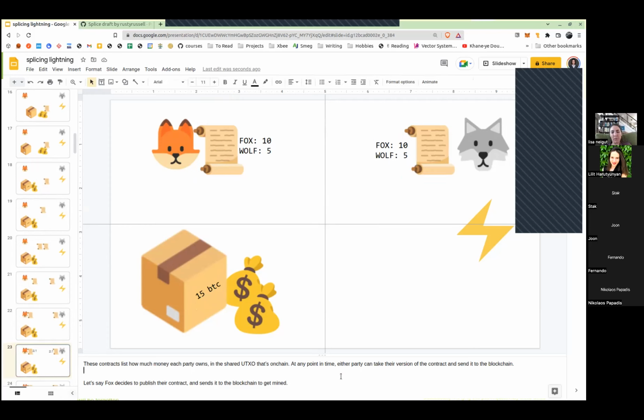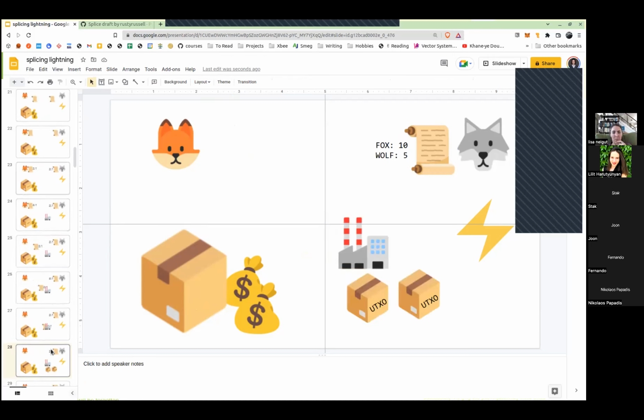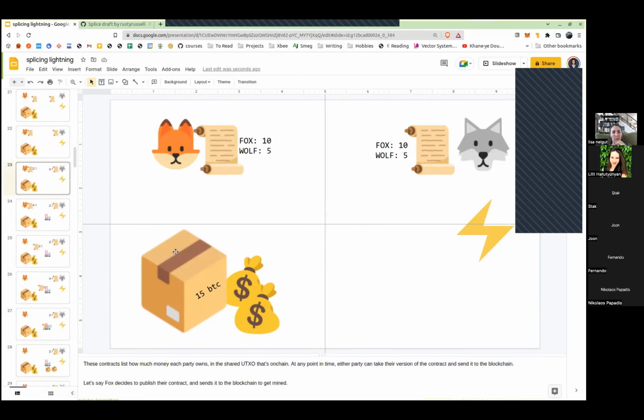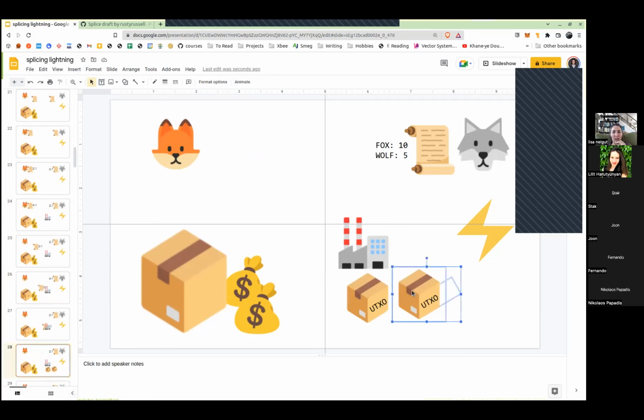At any point in time, and each party, as you'll notice here, has a copy of the contract, either party can take their version of the contract and send it to the blockchain. So let's say one party decides to publish their contract and sends it to the blockchain to get mined. Once it ends up on chain, what were just contractual holdings of who owned what actually turn into UTXOs once you mine them, once the contract gets on chain.